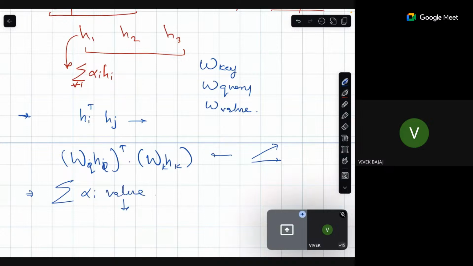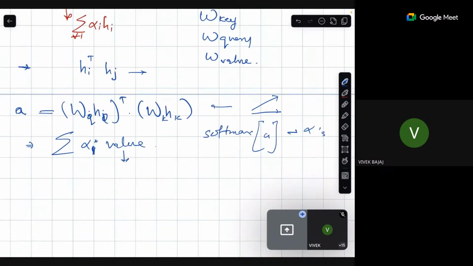Values is again just here. Now these will give you A's. You take a softmax, you get alphas, right? Softmax over A will give you alphas. You take a weighted summation over these values. How do you get value? You just multiply this, right?